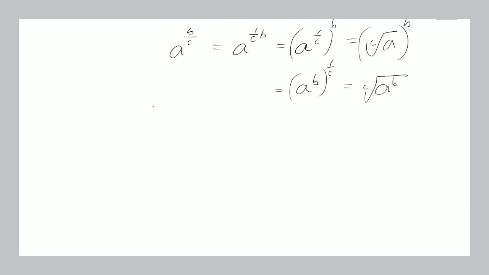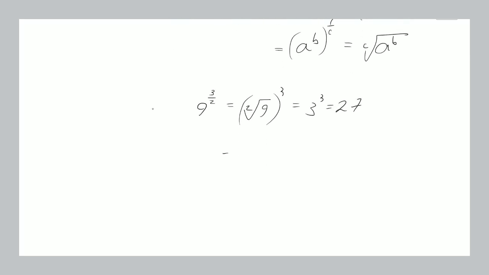Okay, so for example, 9 to the power of 3 over 2, you can think of that as the square root of 9, raised to the power of 3, right? So 3 to the power of 3, which is 27. Or you can think of that as 9 cubed and then the square root of 9 cubed. Well, the square root of 9 cubed is also going to give you 27. It's going to be the same thing.